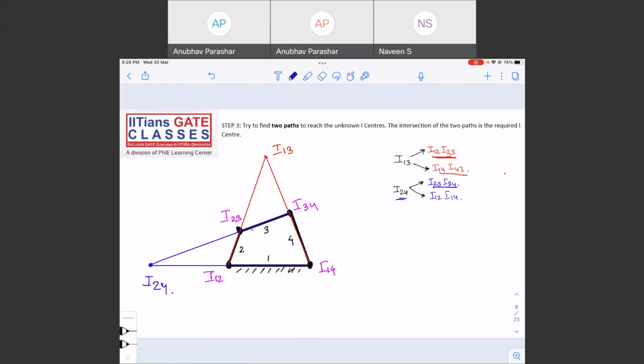In velocity analysis, we try to find out the relationship between velocities of different links of a mechanism. If we know the velocity of one link, we should be able to find out the velocity of any other link in that mechanism. Okay.